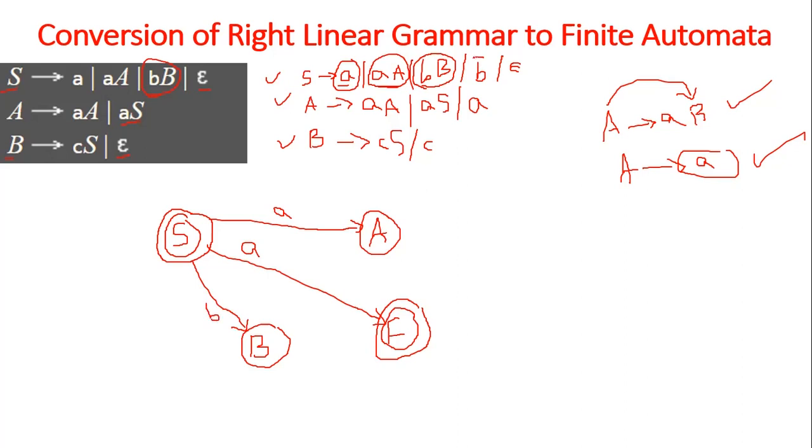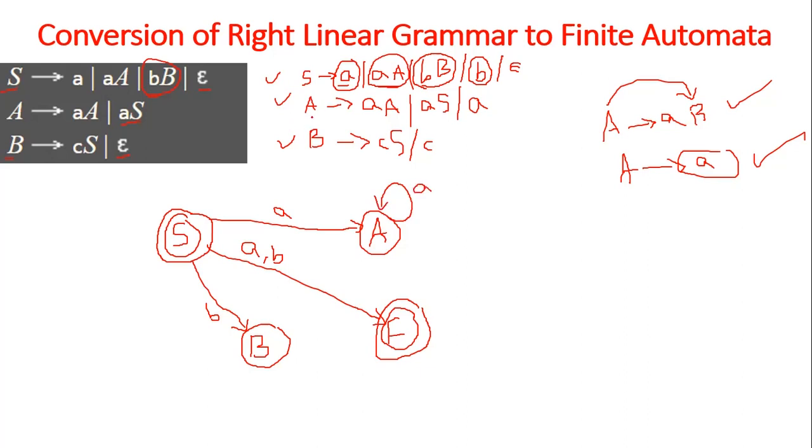And you have S tends to b, as this is a terminal string, so you have to add a transition from S to a final state on input symbol b. So S productions are finished. Let's do A productions. If you observe this, A tends to small a, capital A, which means you should add a transition from A to A on input symbol a.